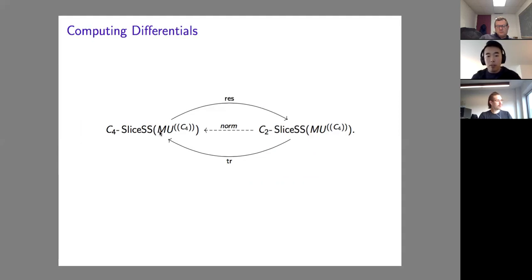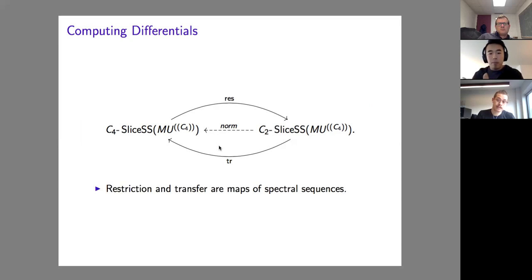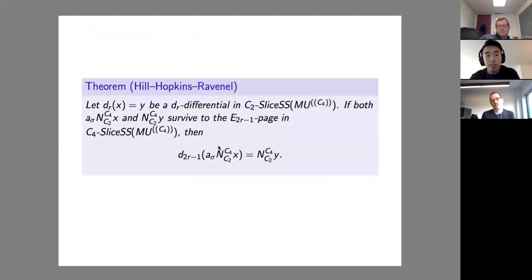So associated with MUC4, there's a C4 slice spectral sequence and a C2 slice spectral sequence. The restriction and transfer maps are maps of spectral sequences. The norm map is not quite a map of spectral sequences, but it stretches out differentials under suitable conditions. So here's a theorem due to HHR that tells you how to stretch out differentials. Roughly, the theorem says that suppose you start with a DR differential in the C2 slice spectral sequence. Then if certain desirable conditions are satisfied, you can apply the norm to obtain a D2R minus 1 differential in the C4 slice spectral sequence.